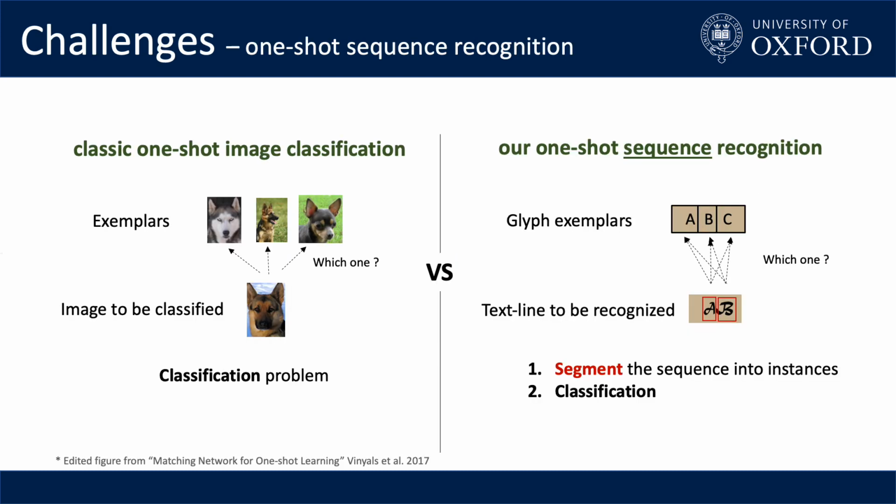Our visual matching can be seen as one-shot sequence recognition, which is a more general problem than one-shot image classification. In one-shot image classification, given the exemplars and the image to be classified, the model only needs to find the best match. While in sequence recognition, we need to both segment the sequence into instances and also classify them.